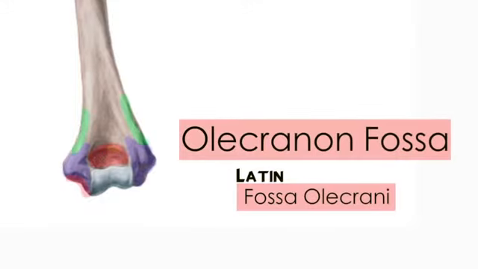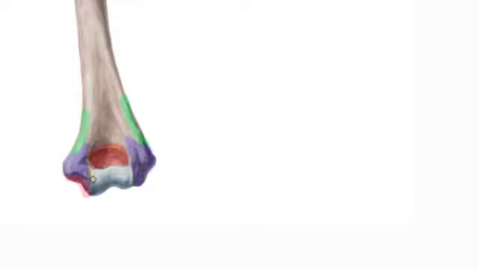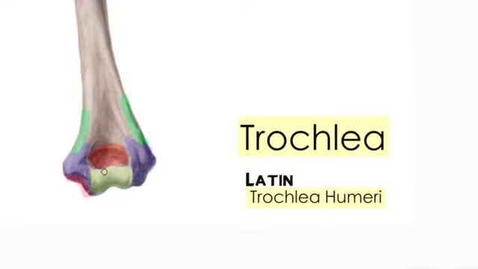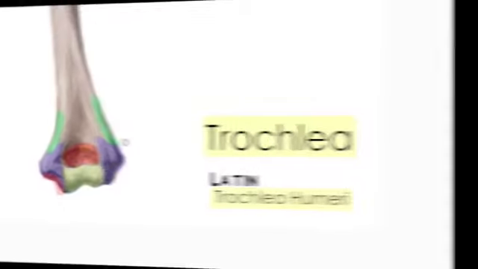Now you see a very clear and noticeable, I'll choose a different color here, very noticeable fossa here. This is known as the olecranon fossa. And right beneath it, or a bit more distally, you will find what is known as the trochlea. So this is known as the trochlea of the humerus.